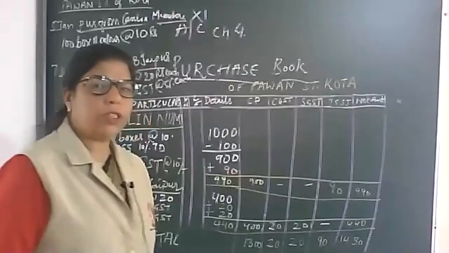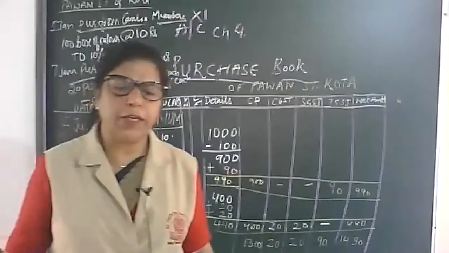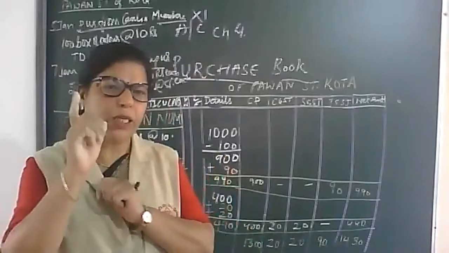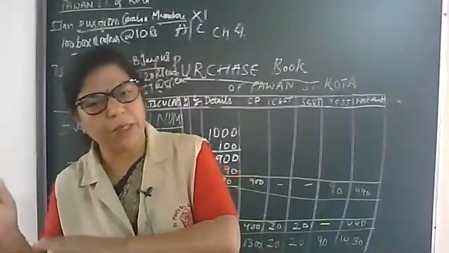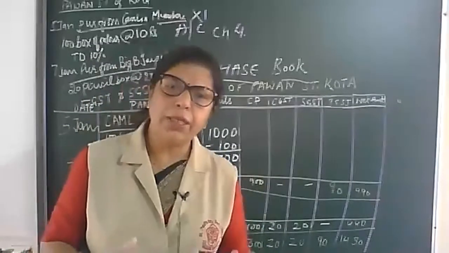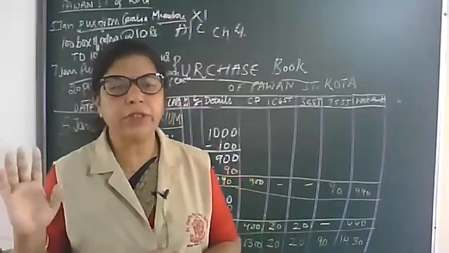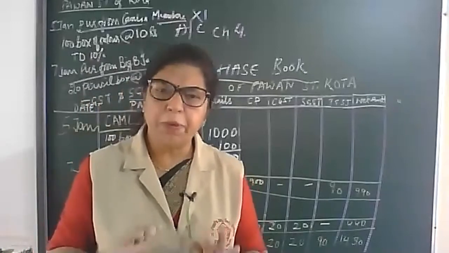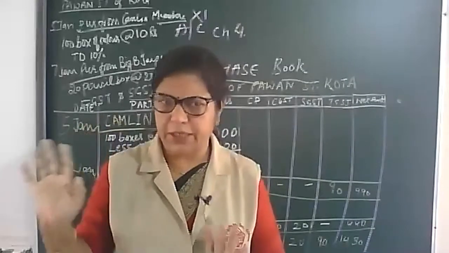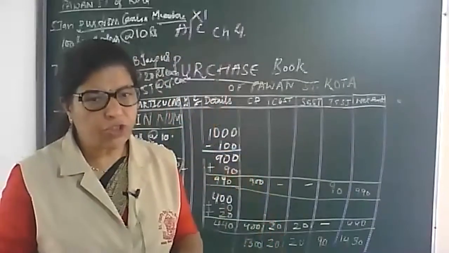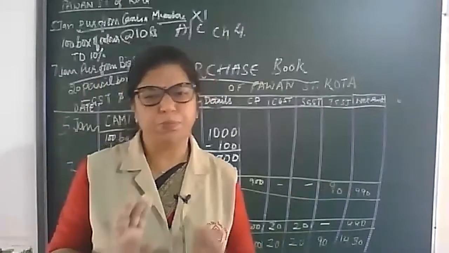See, my dear children, I am explaining again. We are on the purchase book, and when we are making the purchase book, be careful. Don't enter cash transactions because we are making the cash book, and don't enter asset purchase transactions because we are making the journal proper. So for the purchase book, only goods purchased on credit are to be entered, whether within the state or from outside the state, intra or inter, both.